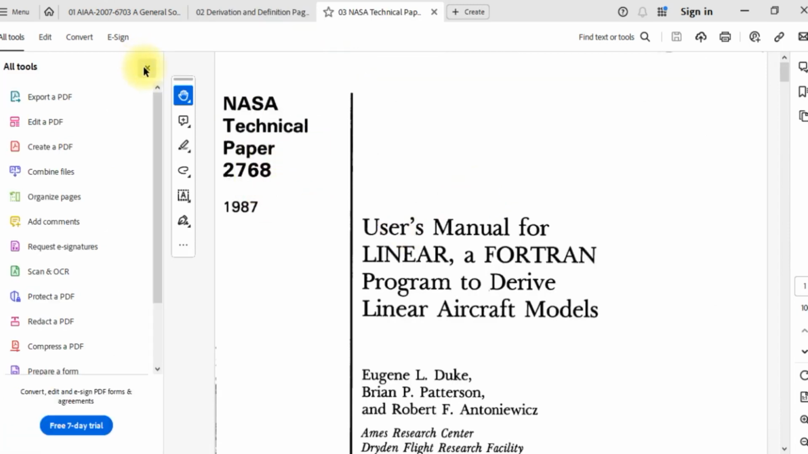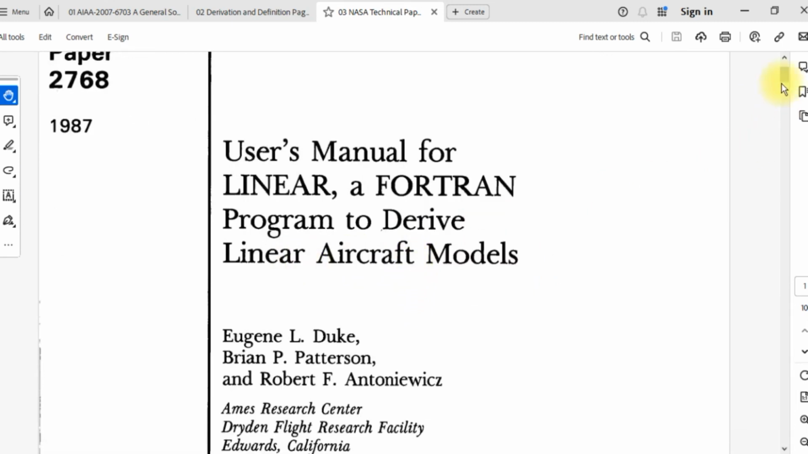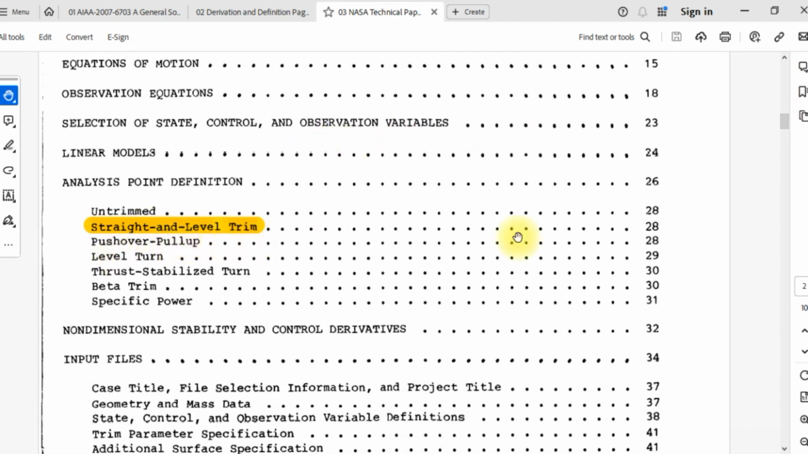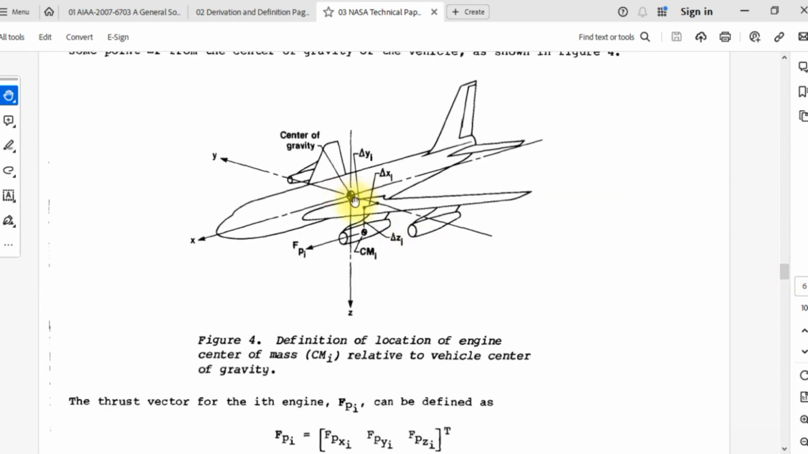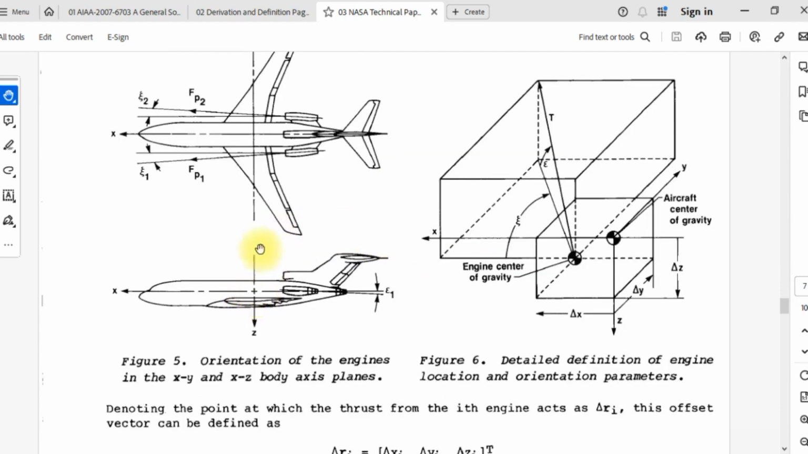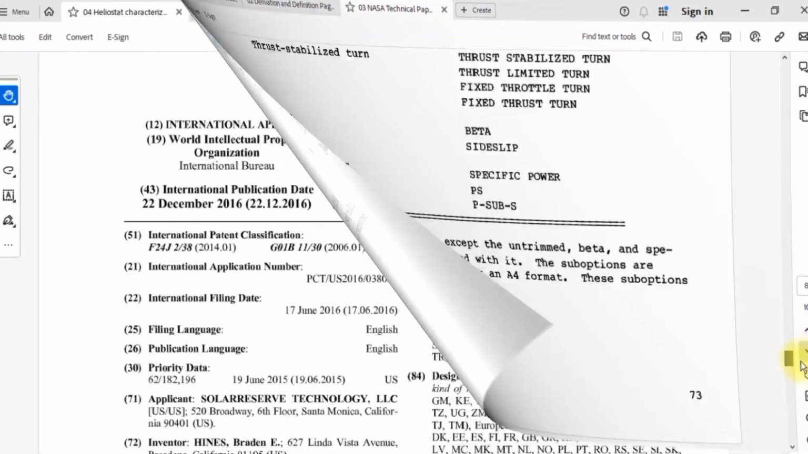This is the other one. I had seen this one before. It's a user's manual for a linear Fortran program to derive a linear aircraft model and straight-and-level trim. Within the program, the nonlinear equations of motion include 12 states representing a rigid aircraft flying in a stationary atmosphere over a flat, non-rotating Earth. Here you have the point of equilibrium right here, horizontal. Here we have a point of equilibrium right here. So it has nothing to do with ball Earth. They don't do this stuff imagining a ball Earth.